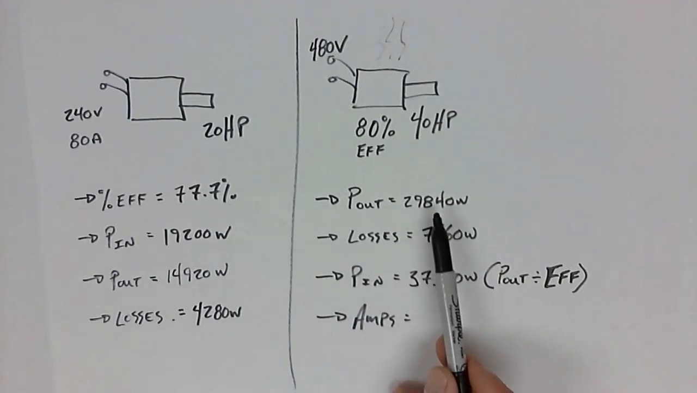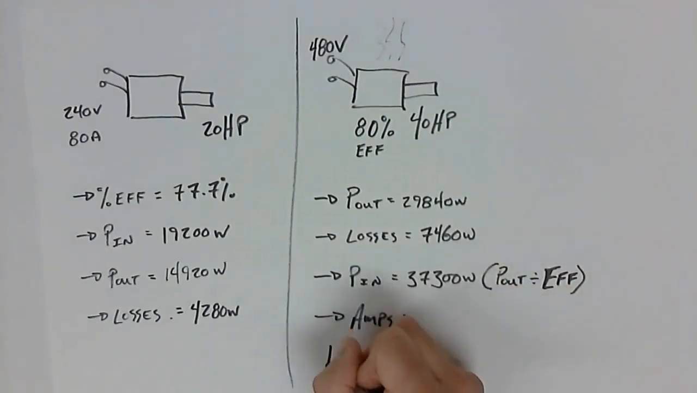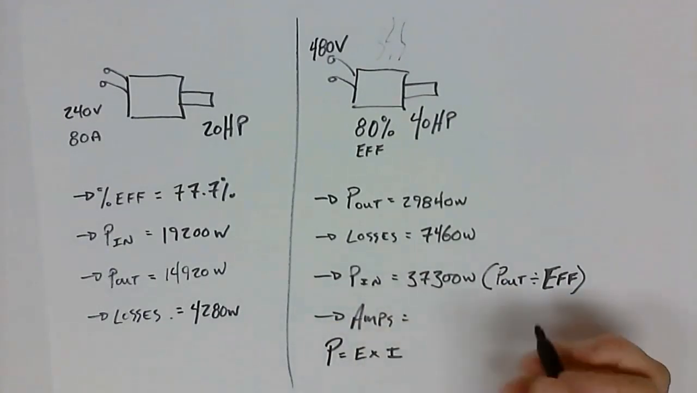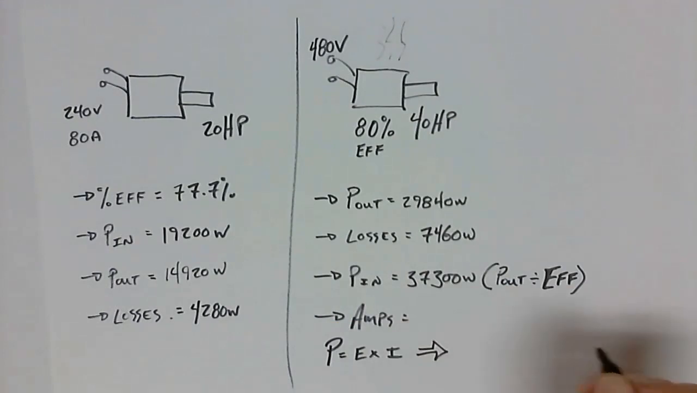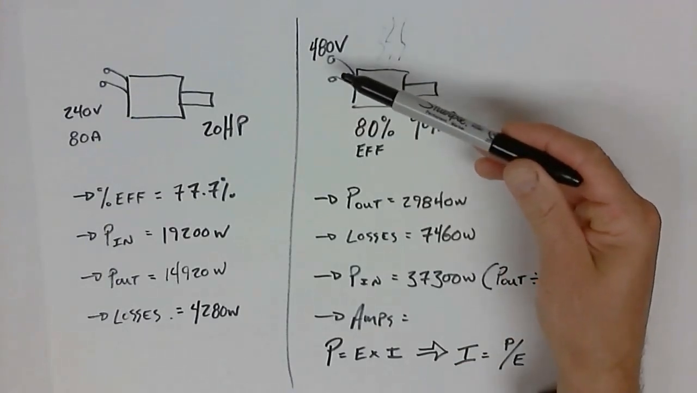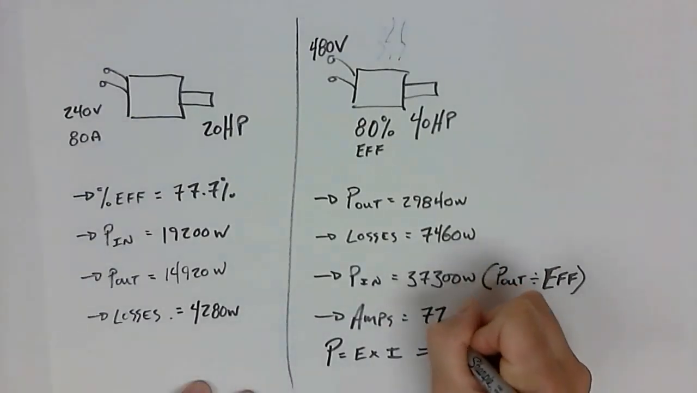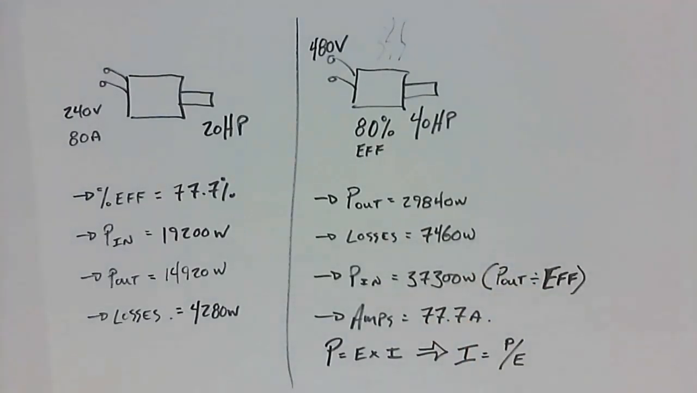So finally, we have the input, the output, the losses. We want to know the amps. How many amps is this thing drawing? Well, remember, power is E times I, which means we could take this equation and work out current. I is equal to P over E, and we know both the power and the voltage because the input power is 37,300, and the voltage is 480. So 37,300 divided by 480 gives me 77.7 amps. So I hope this was a good reminder or a review of how some of the calculations work with efficiency and power within an electrical circuit.